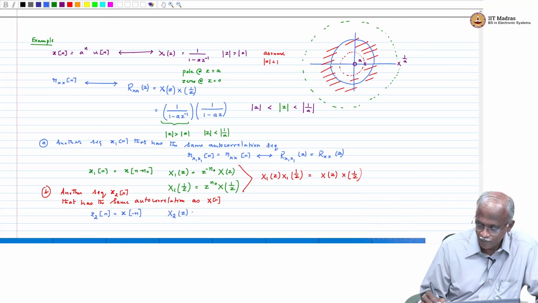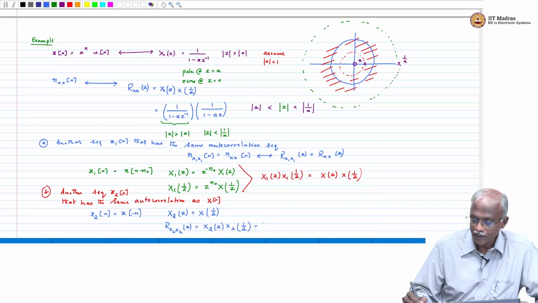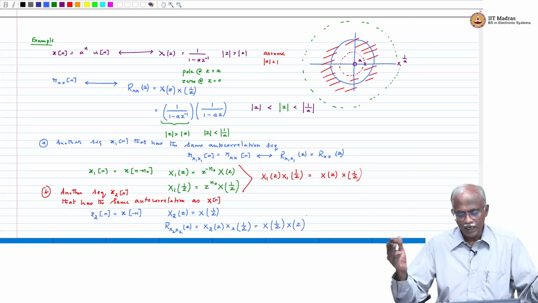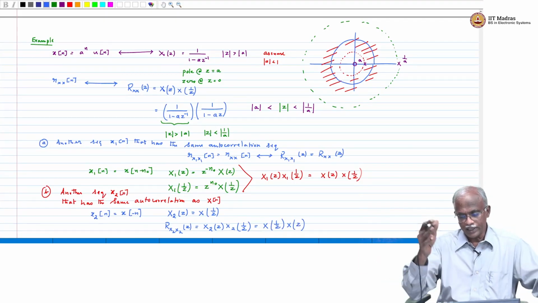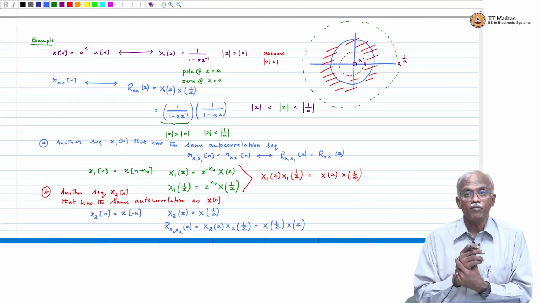x2 of z will be equal to x of 1 by z. Okay, and then we look at Rx2 of z, which will give us a product of x2 of z and x2 of 1 by z. That will give us x of 1 by z and x of z. Okay, of course you can, and the ROC in both these cases will be exactly the same as the original ROC. Now, what is the key takeaway from here?